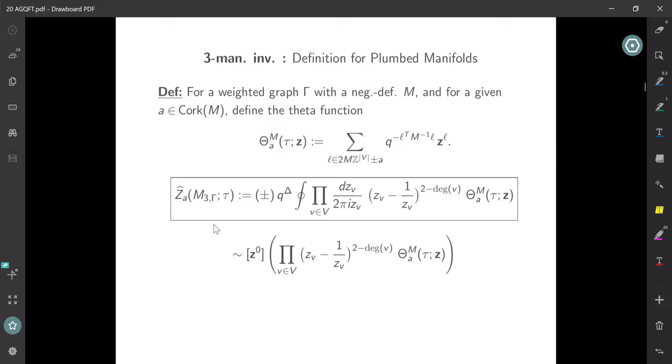But indeed, how does this work in higher rank, if you have a group not SL2 but something else? Right, so I'll show you in the last part of the talk how this works in higher rank.